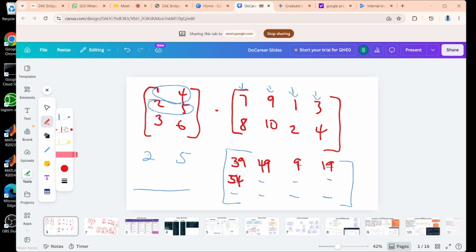Then the same thing for 9 and 10, right? So 2 times 9, that's 18, plus 5 times 10, that's 50. So that will be 68. Yeah, 68 here.